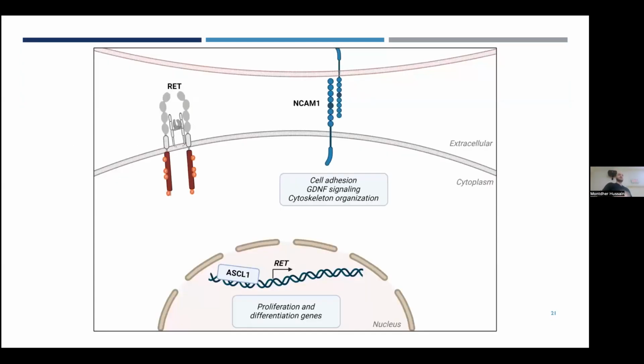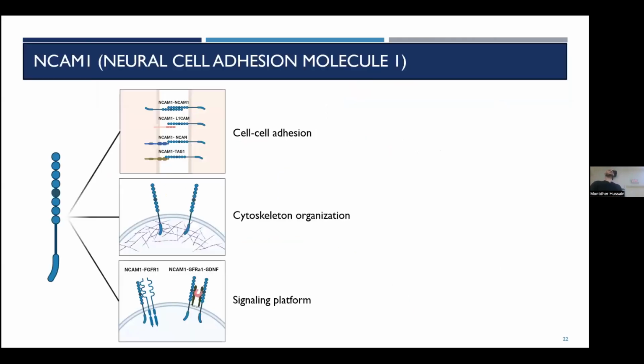So now that I've shown you ways that we can regulate RET on a transcriptional level, we'll move on to the next candidate, which is NCAM1. So NCAM1, again, is a cell adhesion molecule. Its primary role is in cell-cell adhesion through homophilic interactions with other NCAM1 molecules and through heterophilic interactions with other cell adhesion molecules. It also has roles in cytoskeletal organization, with actin organization around a membrane, in addition to serving as a signaling platform that stabilizes signaling complexes to induce different cellular processes through signaling pathways.